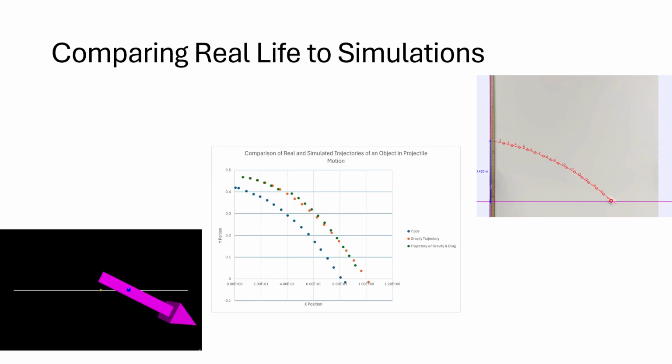Also important to note is that the arc of the Tracker data, this blue one down below, the two lines, is very similar to the arc of the trajectory with gravity and drag. This indicates that the real world drag force was likely really small, which we also saw with the GlowScript software.